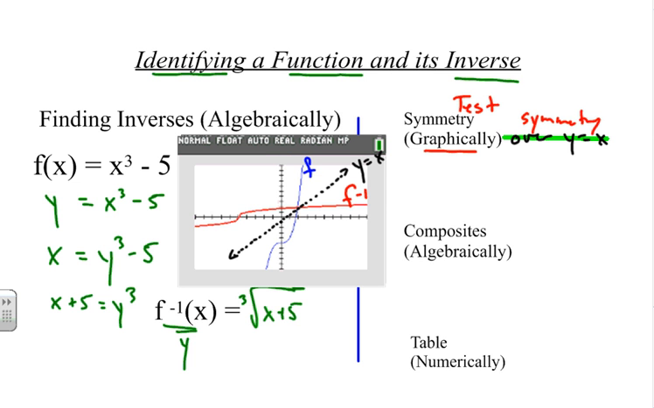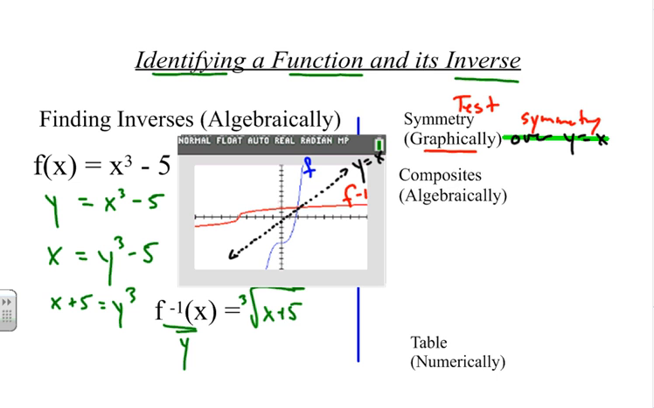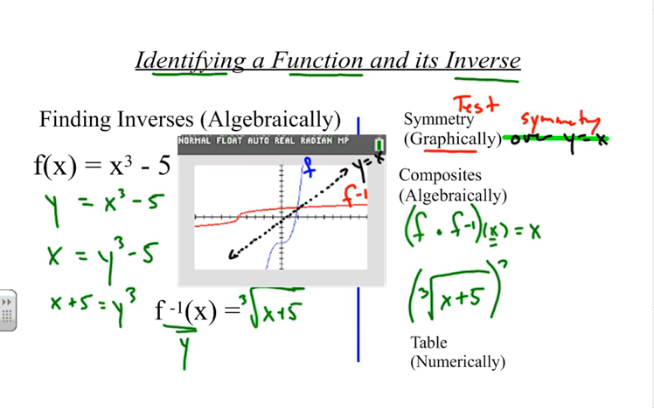Another way to test it, and we've done this before, is to compose the two functions together. So you take f composed with its inverse, and you're hoping to get the value inside, which is x. So if I took, once again, f and composed that, we have the cube root of x plus 5, and I cube it, and minus 5, and you'll recall it will equal x. They are inverses of each other when you simplify that.